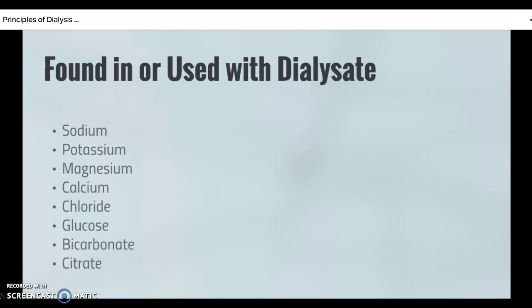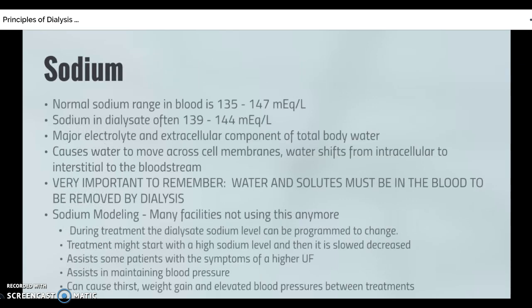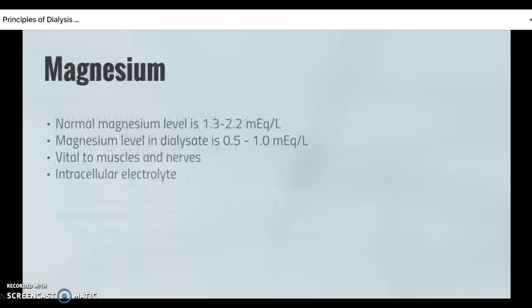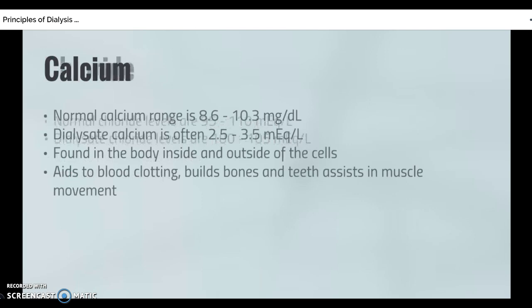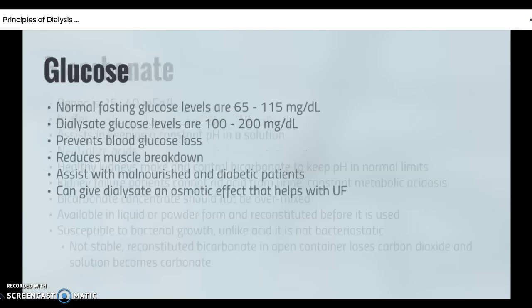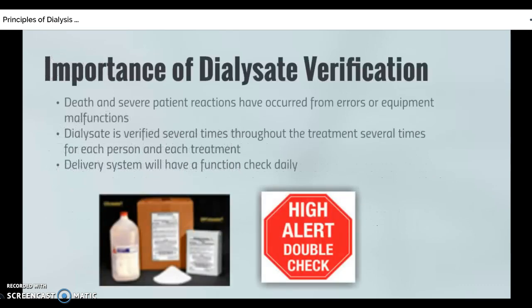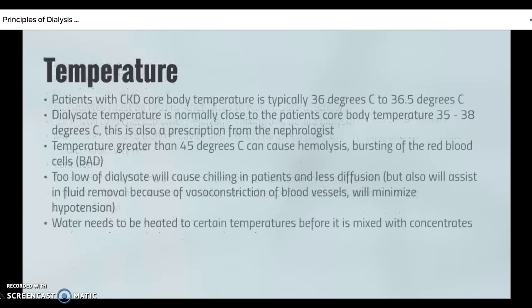These are different things that are used with dialysate or found in the dialysate. And then again, going through the different components of it: sodium, potassium, magnesium, calcium, chloride, glucose, bicarbonate, citrate, and definitely the importance of dialysate verification. So again, a lot of this is just review from the last learning plan, but it's going to continue building from these concepts here in conductivity.